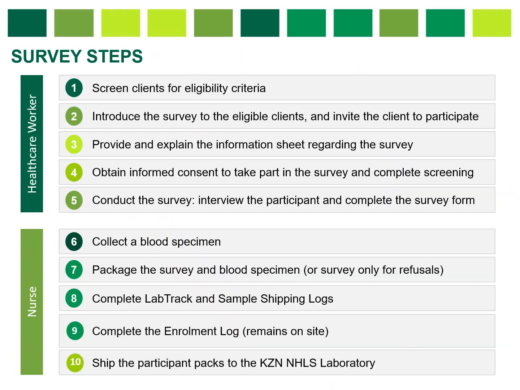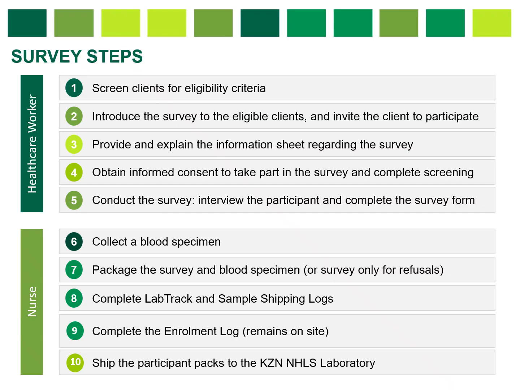You will also use this to put your logs in that go with your samples. So the survey steps, depending on the size and design of your clinic, may be split between different healthcare workers. This could be counselors, nurses, clinicians, whoever is following the client to begin with. And then of course the blood will specifically be taken by someone who is trained in phlebotomy, so this may be a nurse. So we start off by screening the client for eligibility. We introduce the survey to the eligible client and invite them to take part.